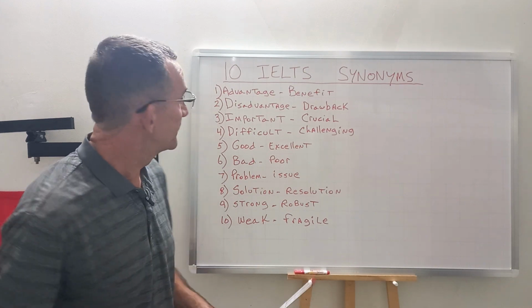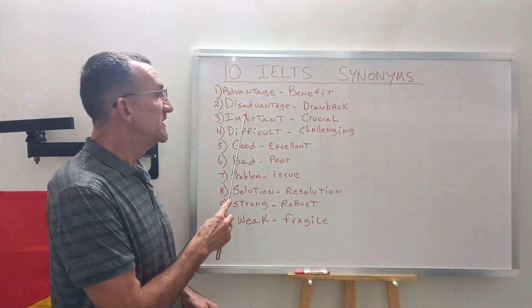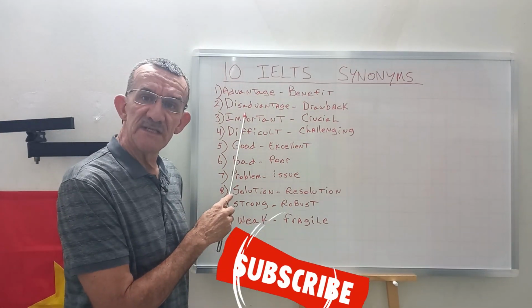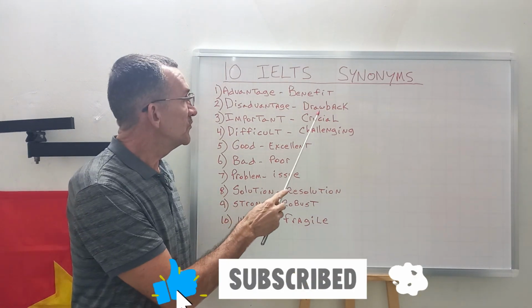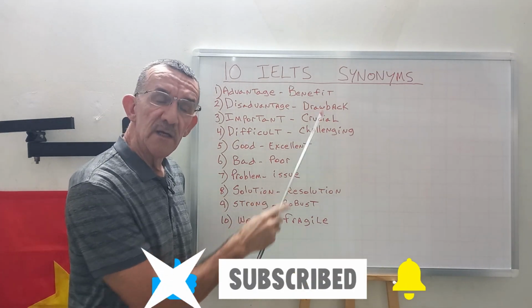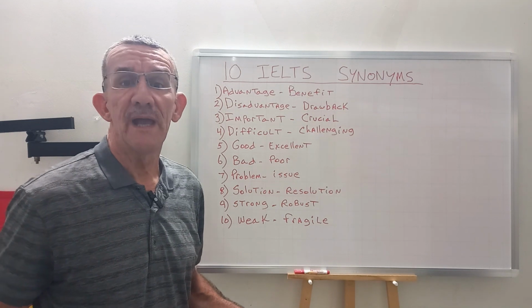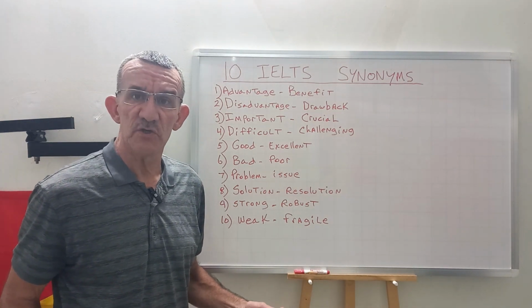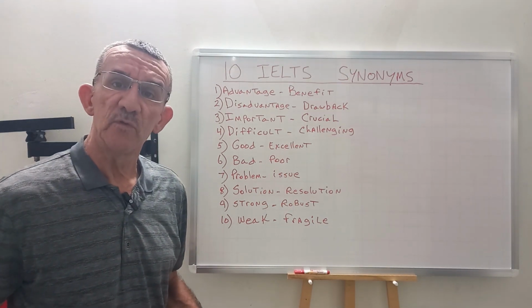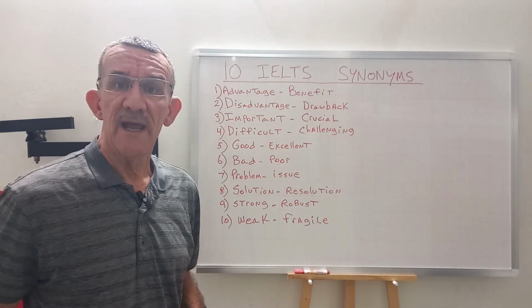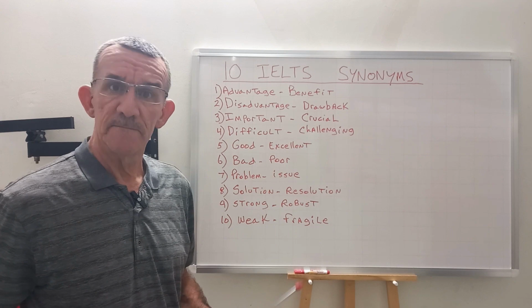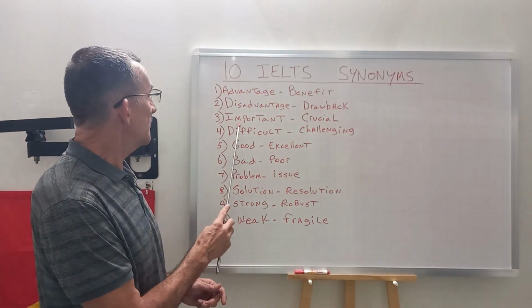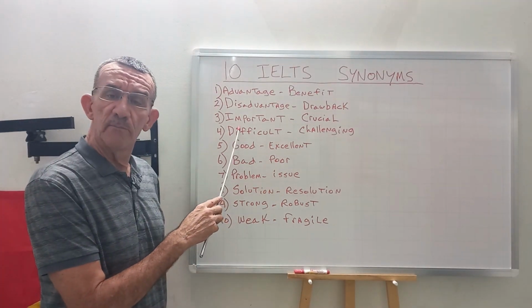That's a synonym. Number two, disadvantage or drawback. That plan had a lot of disadvantages, okay? That plan had a number of drawbacks, okay? Same.